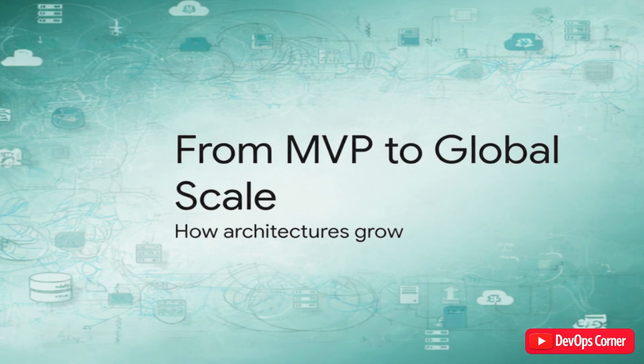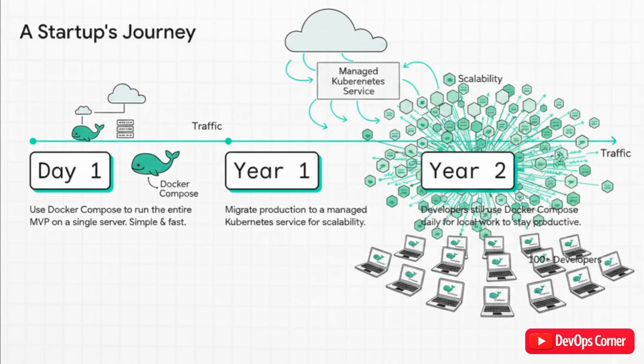It's also really important to remember that infrastructure choices aren't set in stone. The right choice on day one might not be the right choice in year two. Smart architectures evolve right along with the needs of the product and the business. And this Compose to Kubernetes path is a perfect example of that kind of evolution. Let's just follow a hypothetical startup. On day one, they're launching their MVP, their minimum viable product. They've got 2 developers. They can actually run their entire application in production on a single server using, you guessed it, Docker Compose. It's simple, it's fast, and it gets them to market.